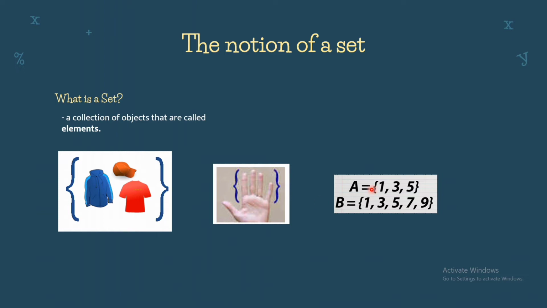Last, we have a collection of numbers. We have set A which includes elements 1, 3, 5, and set B which contains elements 1, 3, 5, 7, 9. Basically, it's just things grouped together with a certain property in common. So, kapag set, it is basically things that are grouped together with a certain property in common.